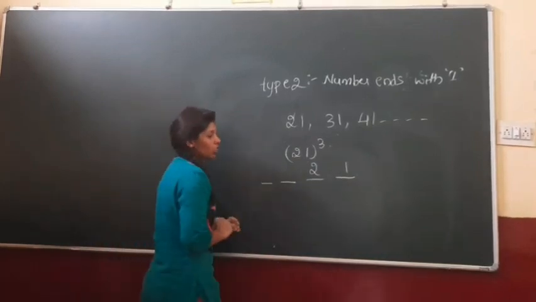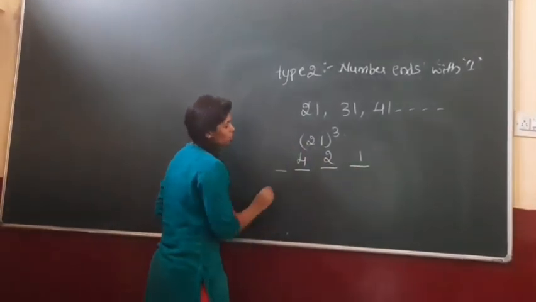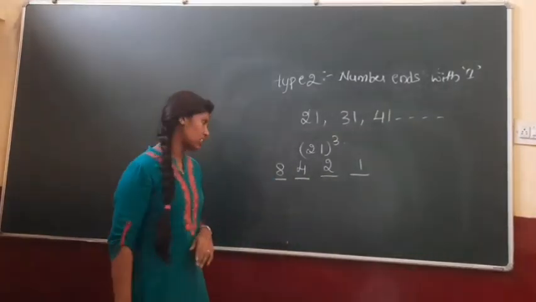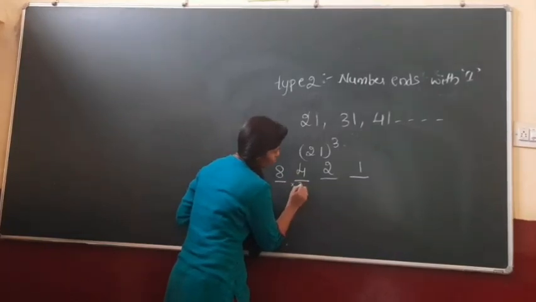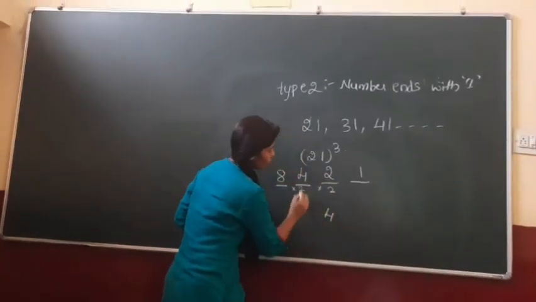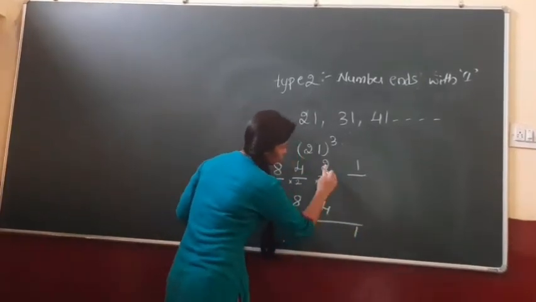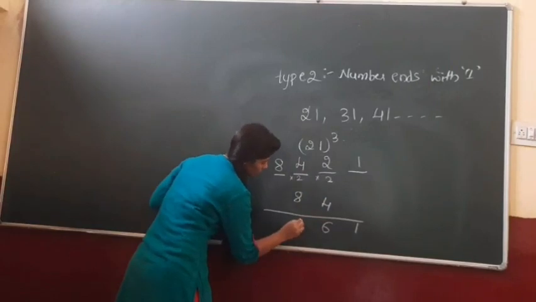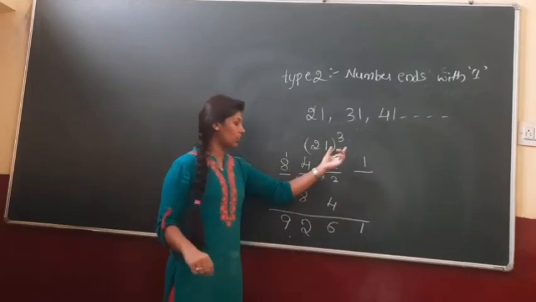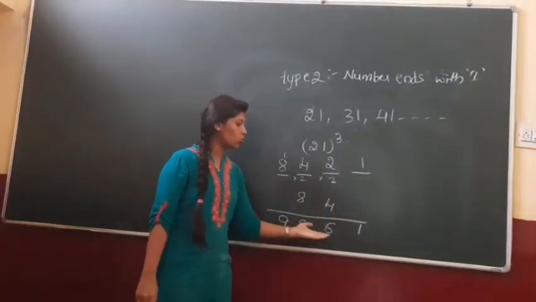Then the same method: 2 square we write here, that is 4. Then 2 cube, that is 8. Next, the first and last digit are left as it is. Then we multiply 4 and 2 with 2: 2 twos are 4, 4 twos are 8. Now we add these numbers. 1, then 2 plus 4 is 6, 4 plus 2 is 8, 4 plus 2 is 12, that is 9. Hence the 21 cube value is 9261.